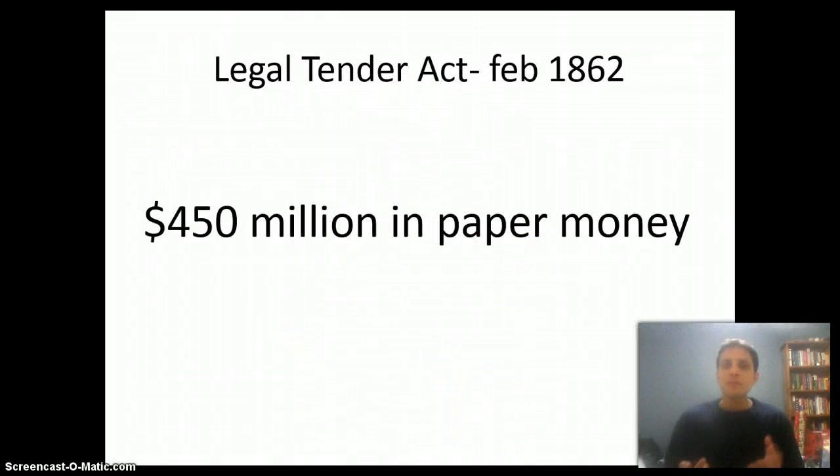Now, how much money do they actually print? Well, they're going to print about $450 million worth of paper money under the Legal Tender Act of 1862. And so that's going to generate some money, and there's going to be some other ways that they're going to go about generating money for the federal government to finance the war and to fight the war.